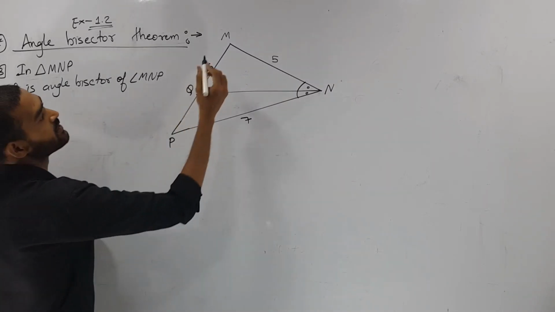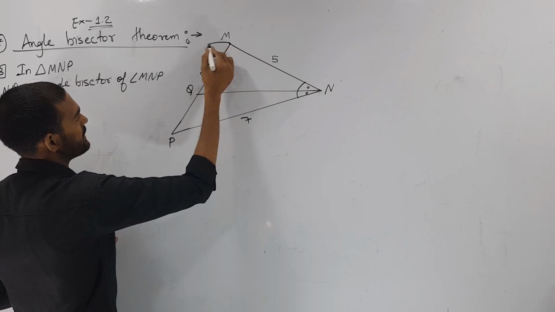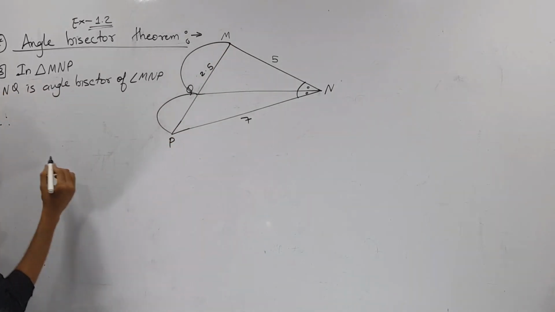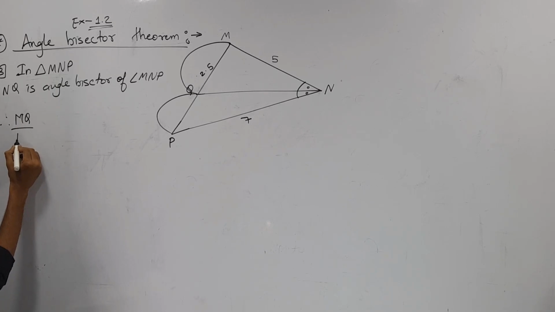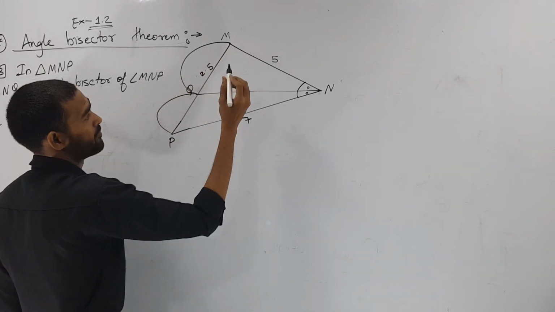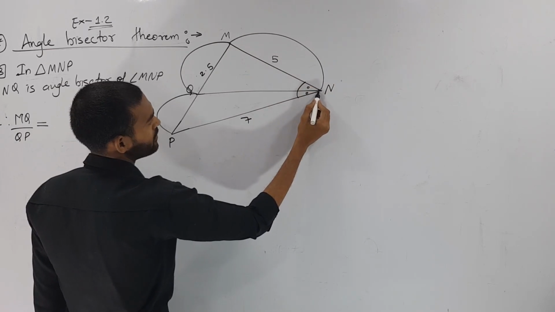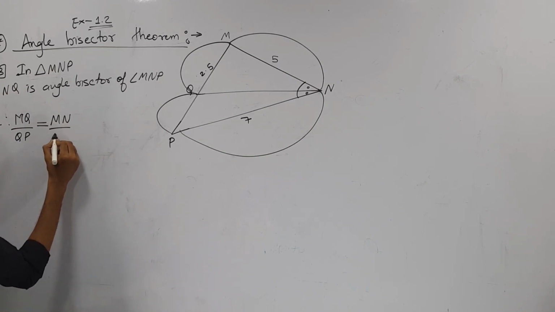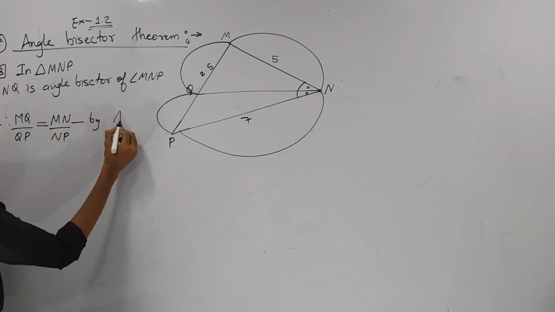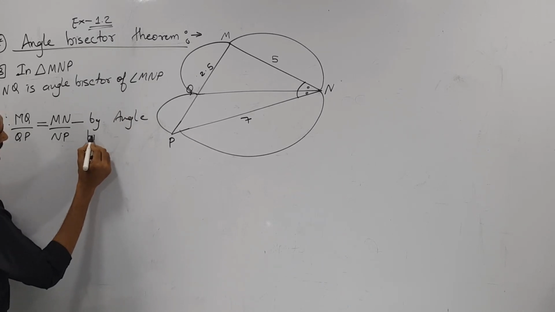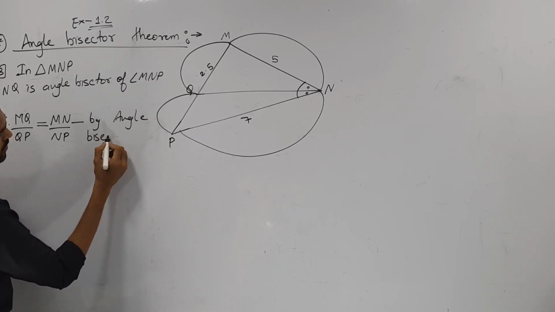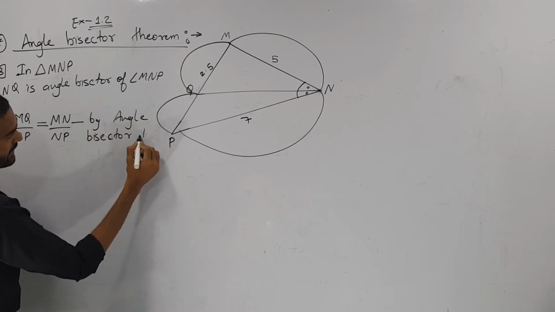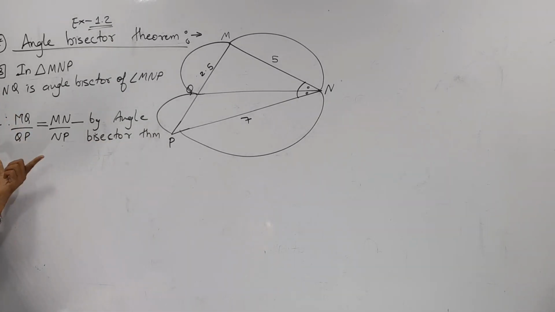Therefore, we'll start with M. So we'll write here MQ upon QP is equal to, again we'll start with the same point M, MN upon NP. Reason: by angle bisector theorem. Now let us substitute values.